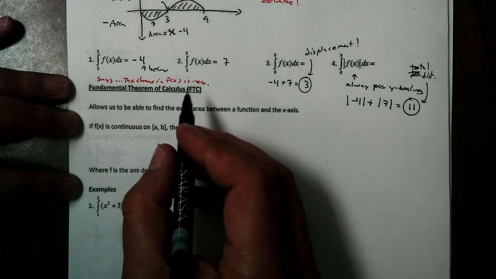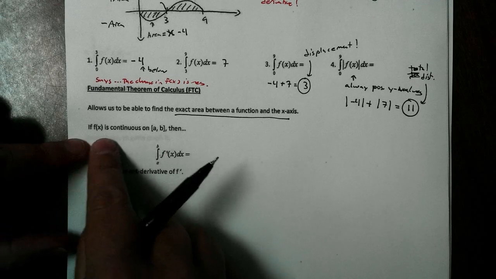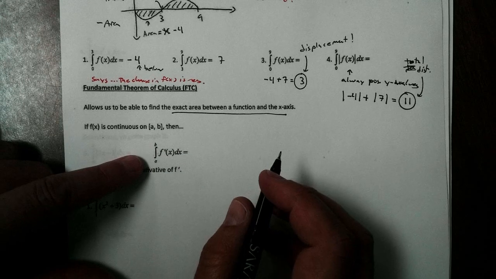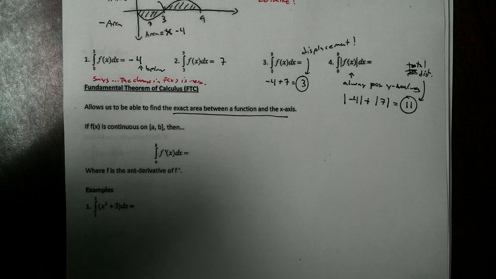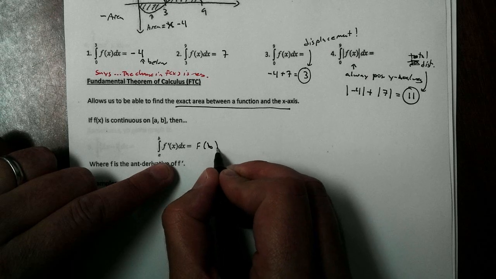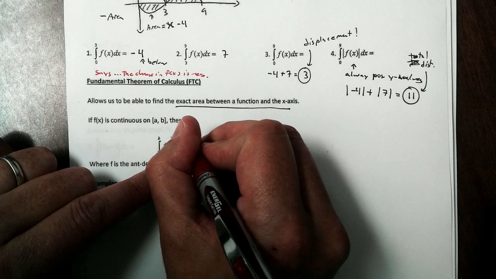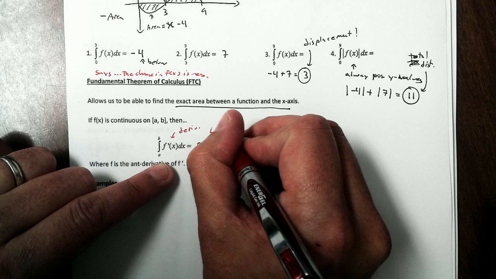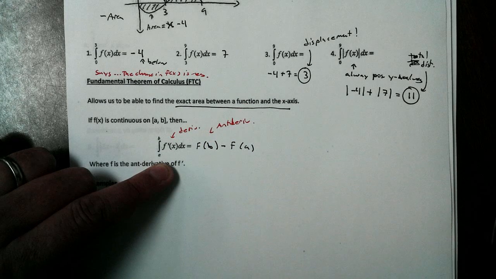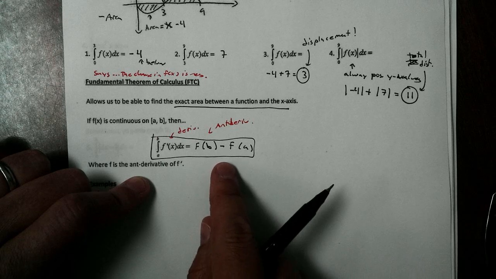This is going to allow us to find the exact area between a function and the x-axis. And here's what it says. If a function is continuous on a closed interval a to b, then the area is the following. Drum roll, please. F of b minus f of a. Now notice, this is the antiderivative, so we have to take the antiderivative. There is our rule. That is the fundamental theorem of calculus.